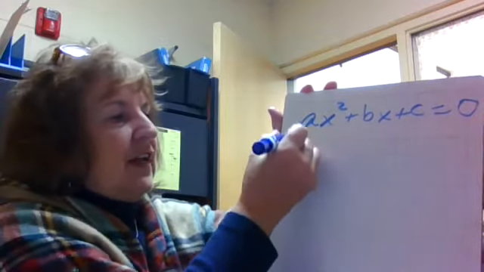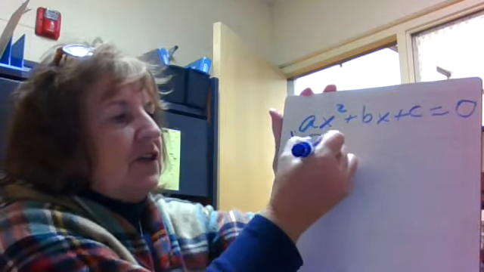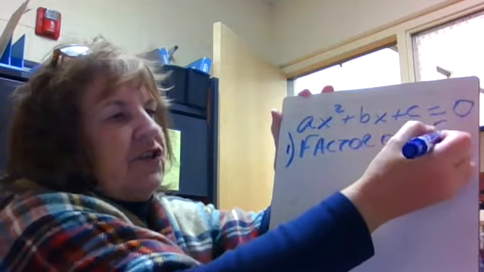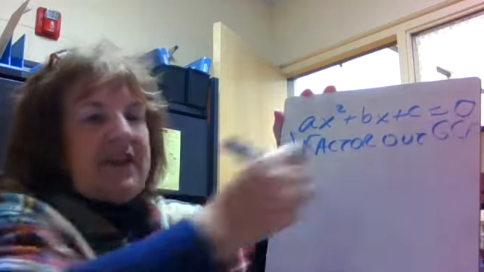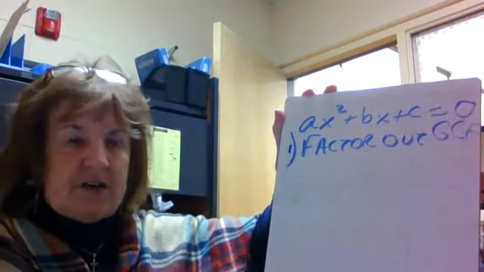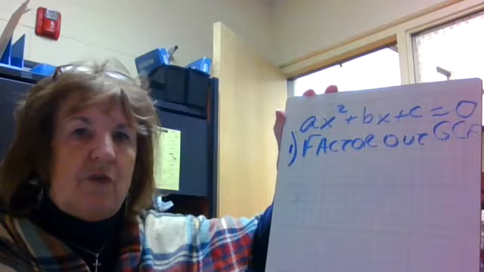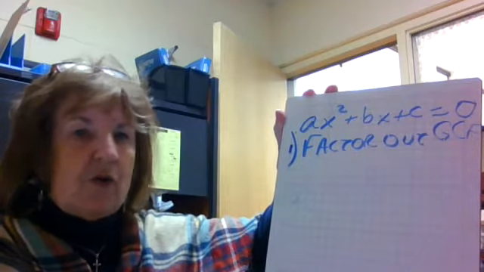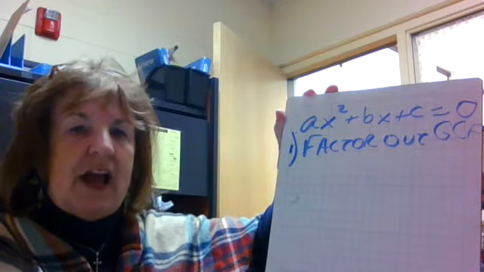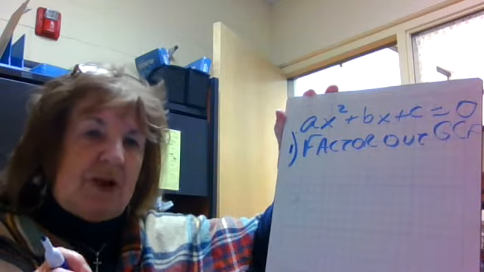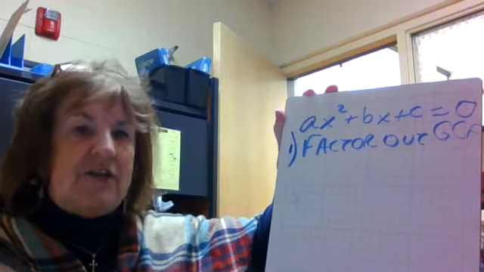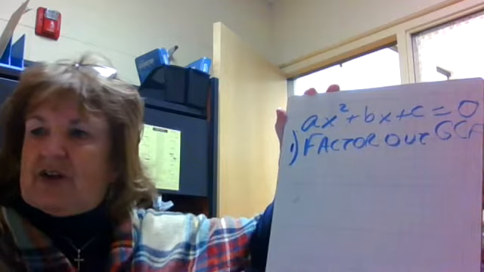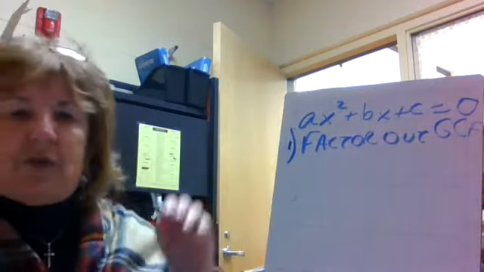The first one is to factor out the GCF. And you remember that that means greatest common factor. That means you're looking for the one item, and it might be a number, it might be a letter, or it might be both, but one item that can in reality just be divided into every term in the quadratic. So let's take a look at an example so you can see what we're talking about.